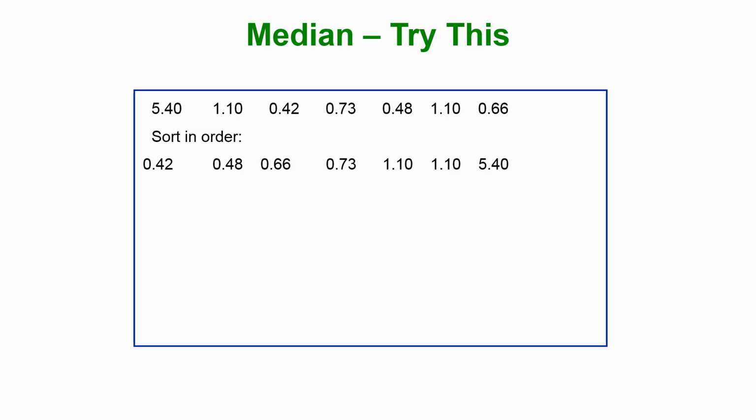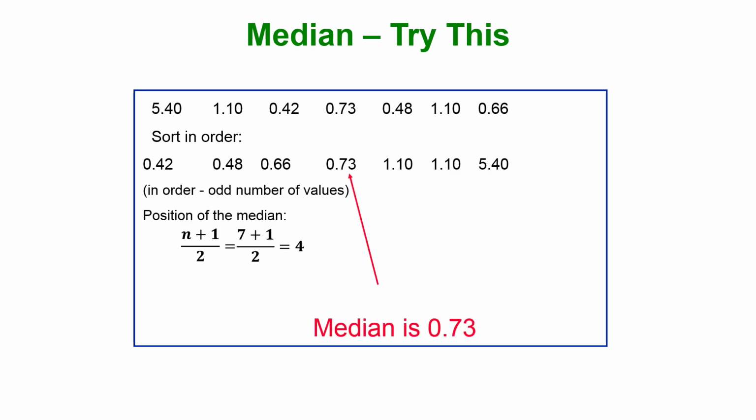Then we're going to calculate n plus 1 over 2. So how many data values are there? 7. So 7 plus 1 is 8, divided by 2 is 4. So that tells us that the position of the median is 4. So the number in the 4th position is 0.73.